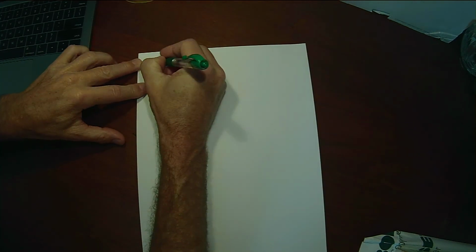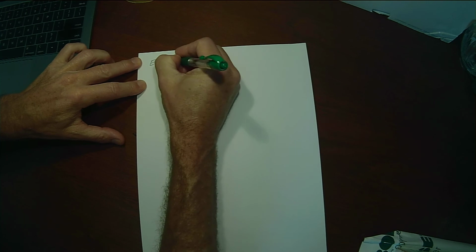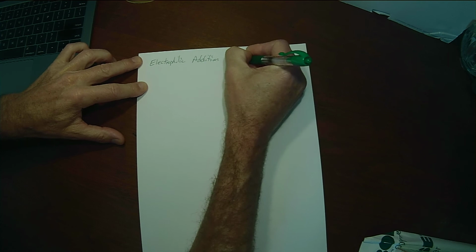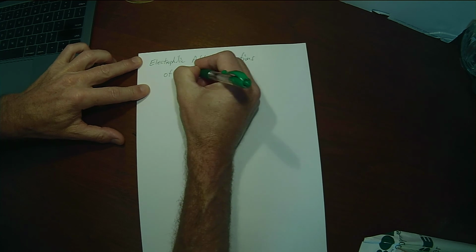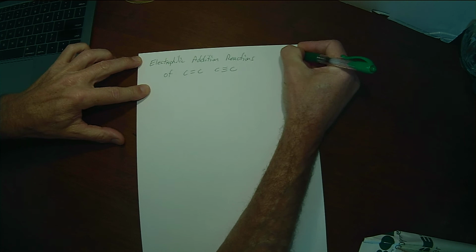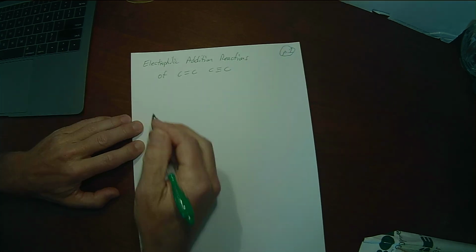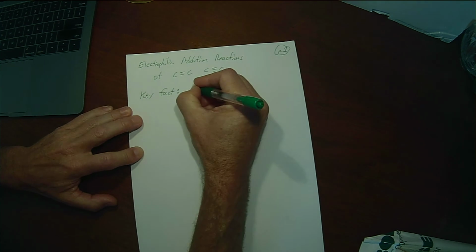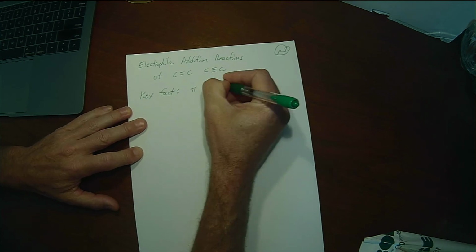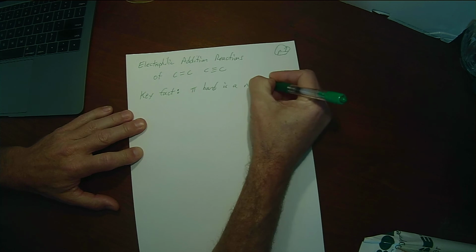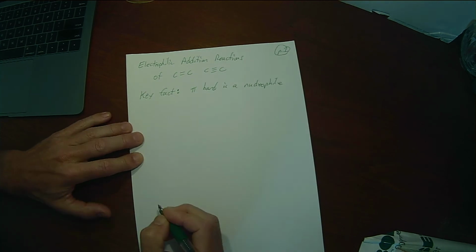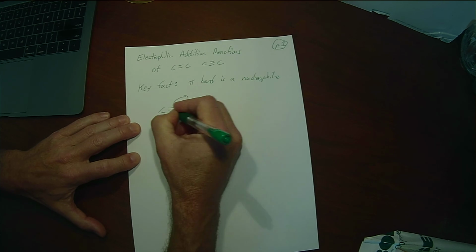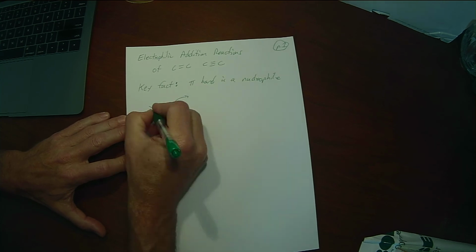So we're talking about electrophilic addition reactions of carbon-carbon double bonds and carbon-carbon triple bonds. And the key fact that governs all of these is that the pi bond is a nucleophile. So every mechanism that you're going to be working with in this chapter is going to start with an arrow coming from the pi bond and attacking something.